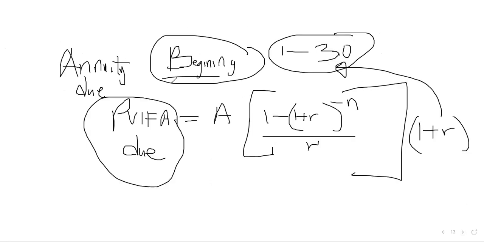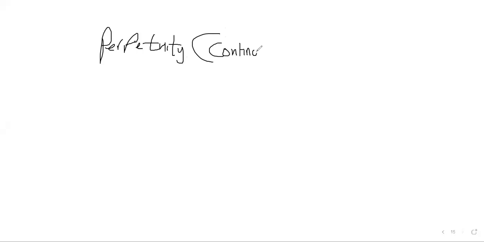At the beginning, the interest applies from day one, the very day one, up to day 30. All right, so this is just about what goes on. Then we have what we call perpetuity. Perpetuity is a continuous cash flow. Okay, so we have what we call perpetuity, which is on the aspect of continuous.